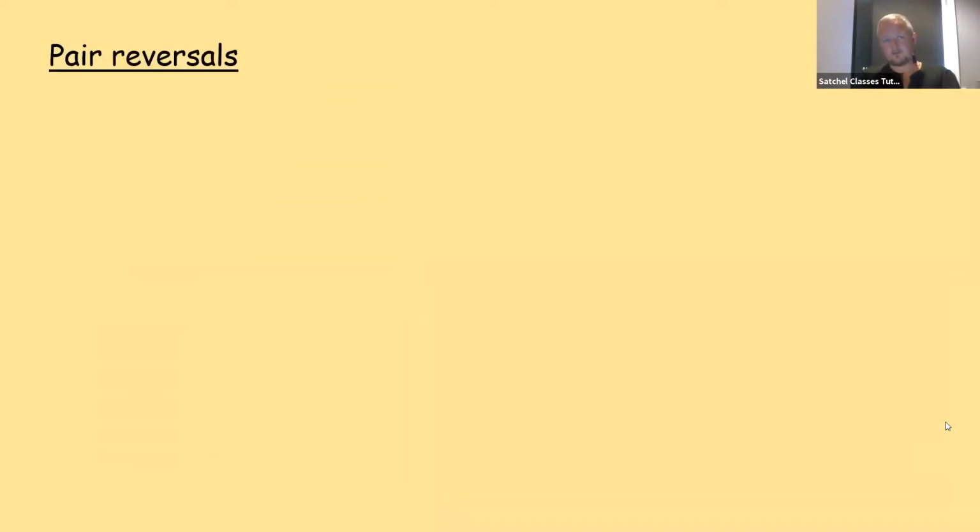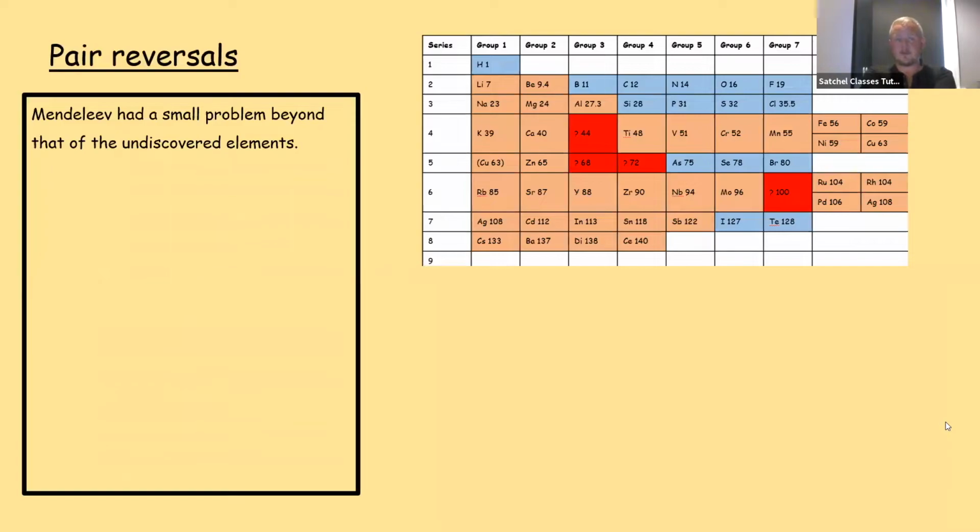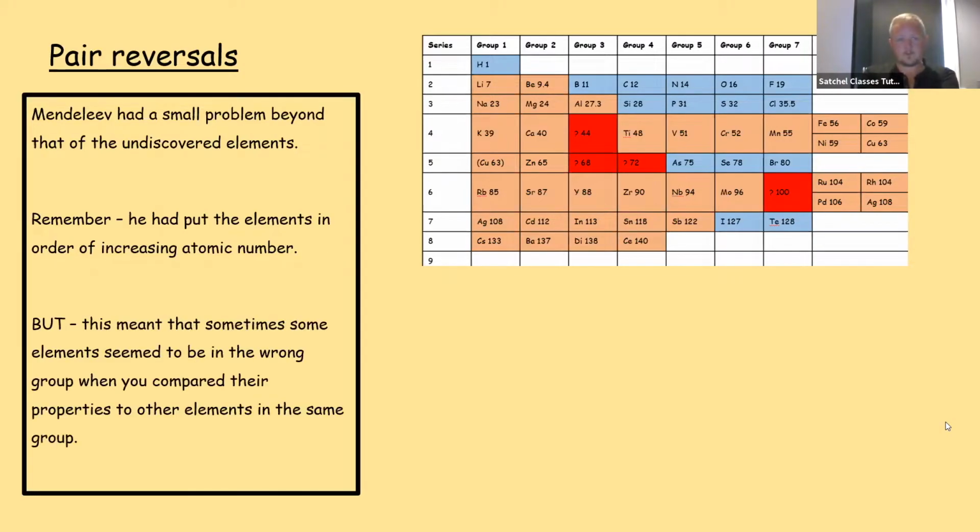There was a problem, and the problem was one called pair reversal. Mendeleev was looking at his periodic table, and he put the elements in order of increasing atomic mass. But this meant that sometimes some elements seemed to be in the wrong group when you compared their properties to other elements in the same group.